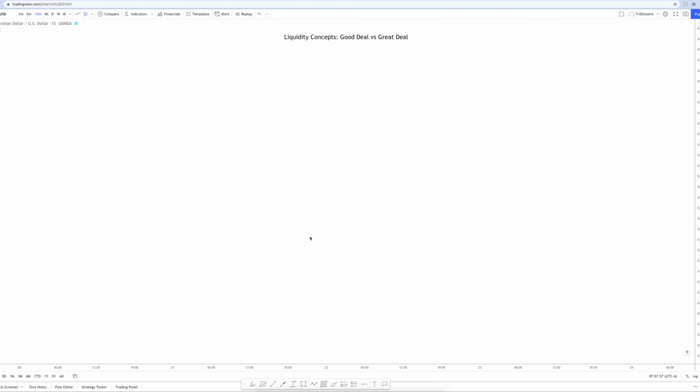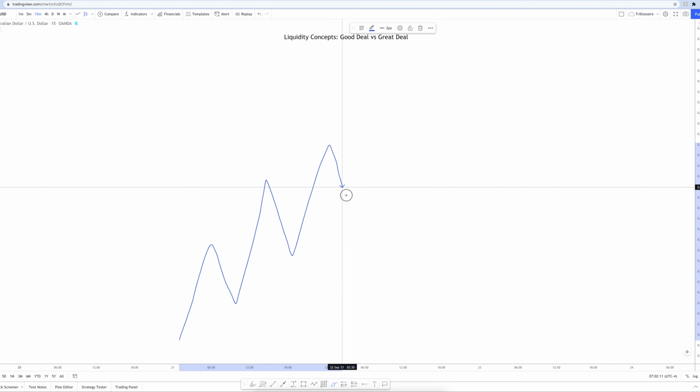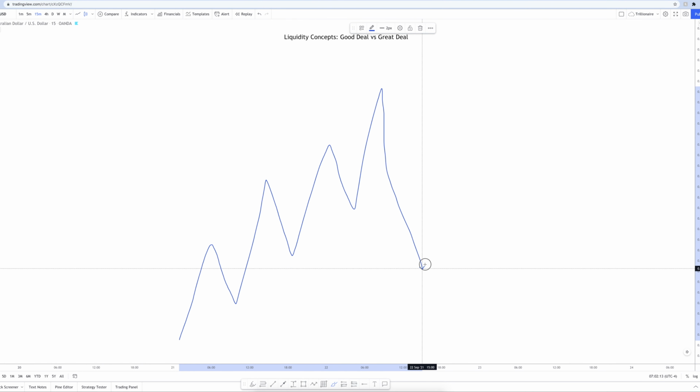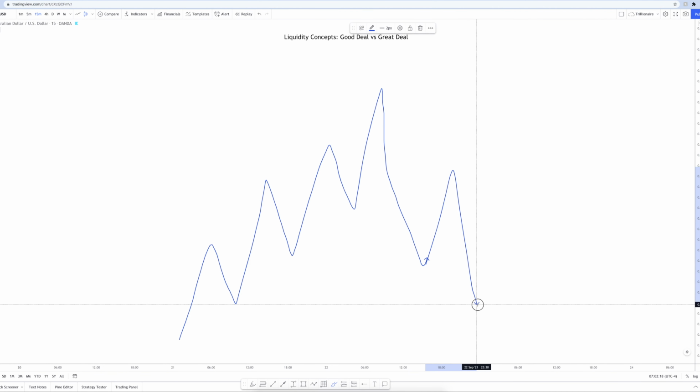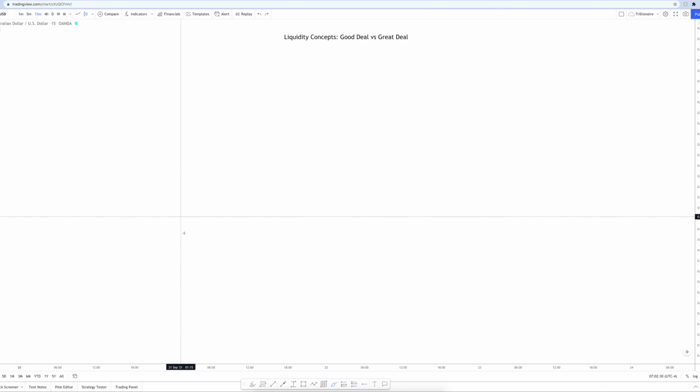So, liquidity concepts. Good deal versus great deal. Now, what we must understand is that when price is trending, price is always going to have an impulse leg, a corrective leg, an impulse leg, a corrective leg. All right, and this pattern keeps going until we decide to change momentum from an uptrend to a possible downtrend. Okay, where we're going to also create the same thing, an impulse leg, and then corrective leg, impulse leg, corrective leg, right? That is exactly how we make higher highs and higher lows.